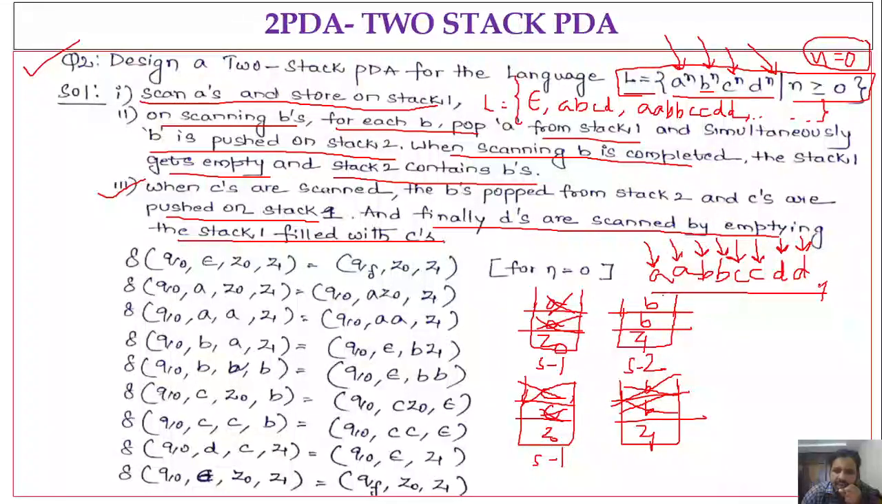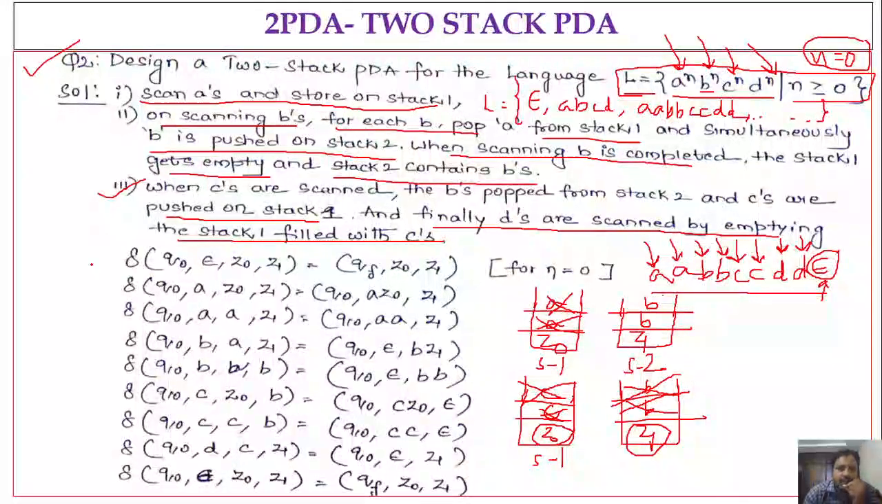Next, at the end, we don't have anything to process, so we are having epsilon. If you take the top of stack 1, it is Z0. If you take the top of stack 2, it is Z1. So at this point of time, we will go to the final state by announcing successful acceptance of the string. Okay. So this is how we could implement it.